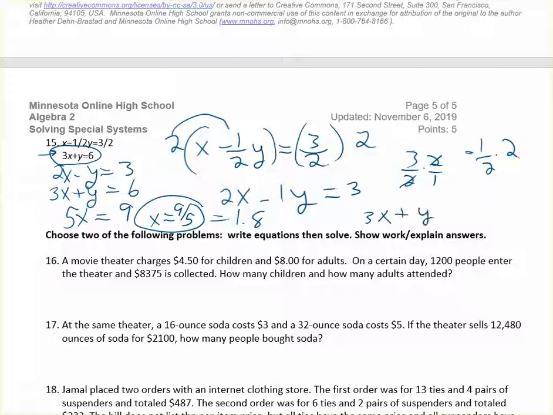3x plus y equals 6. You're going to be able to solve for y pretty quick. So you're not going to have to do a lot of computation with your fraction or your decimal.